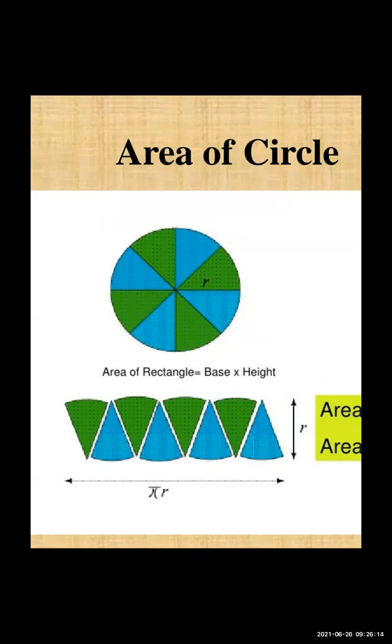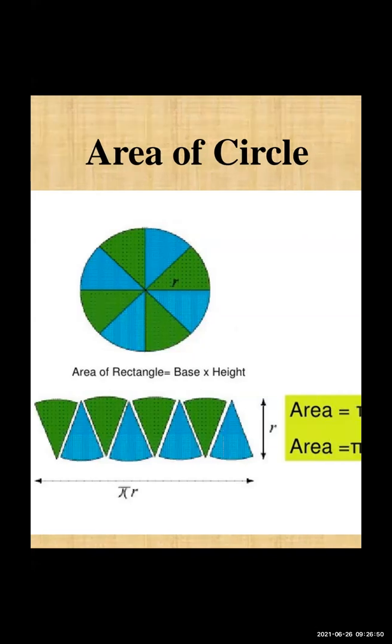Now what is the base of this rectangle? It is pi r, because we know that the circumference of the circle is 2 pi r, the complete round of that circle. How is it formed? It is formed by the addition of opposite sides. So this base becomes pi r, the opposite side also becomes pi r, and pi r and pi r become 2 pi r.